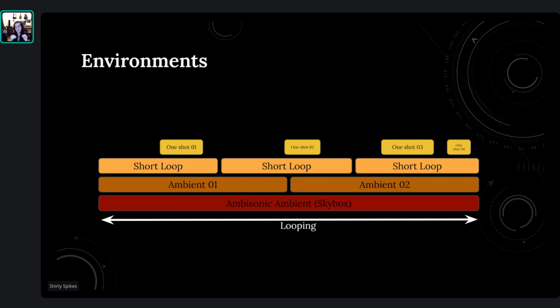I call it the skybox layer because for visual people, it's easier to understand what a skybox is. It's something that is steady in your scene, that when you move your head, it stays where it is. And it kind of gives you the ground to play around in. And on top of that, you can start building your ambient, your short loops, and then your one shots.